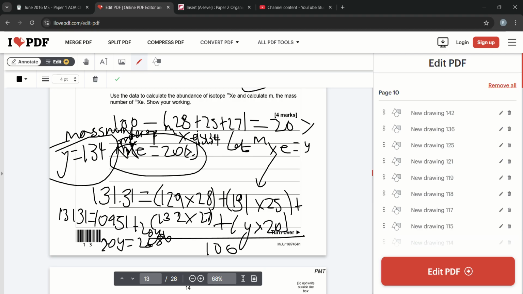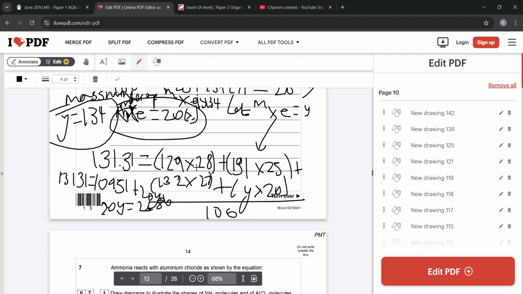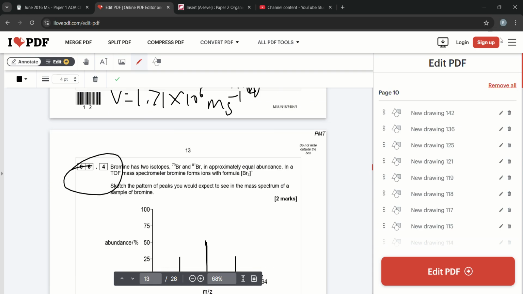Okay, slightly tricky, but it shouldn't be too bad. And that is the end of question 6.